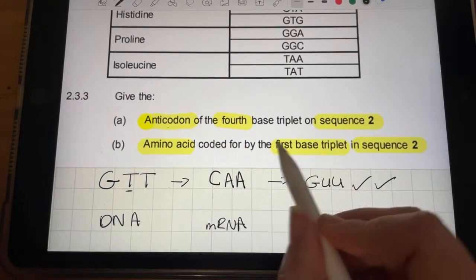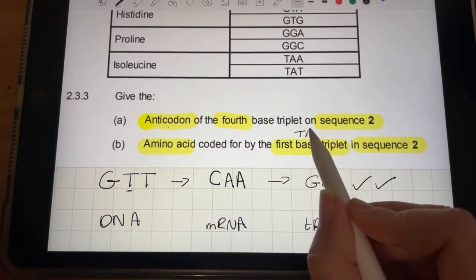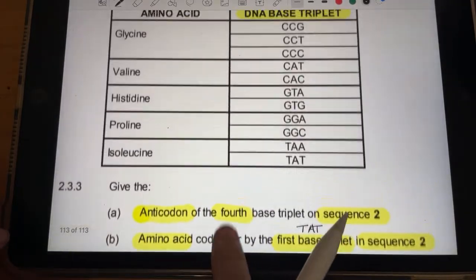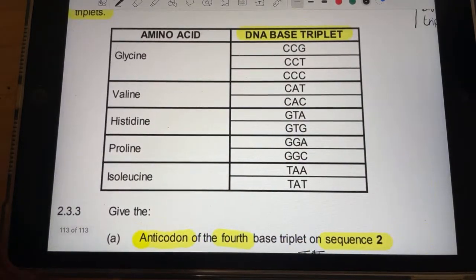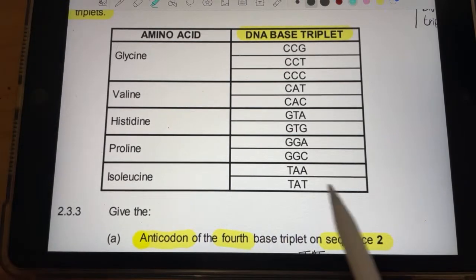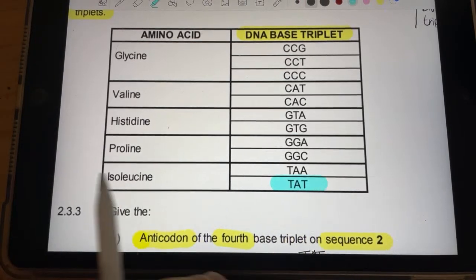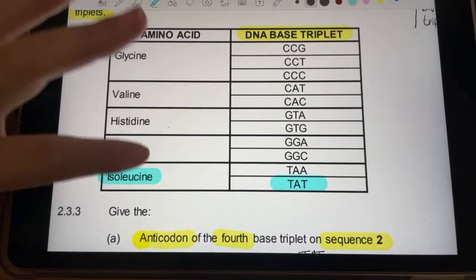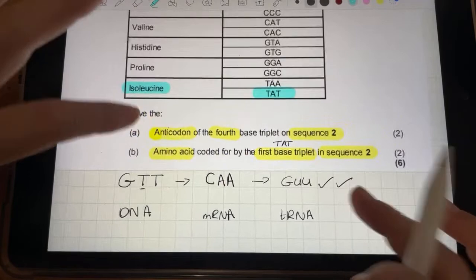So we've got the first base triplet is TAT, and now we want the amino acid. So we just go back up to our list here and we look for TAT, which is over here. There it is. So our amino acid is isoleucine. And that's what we write there for 2 marks.